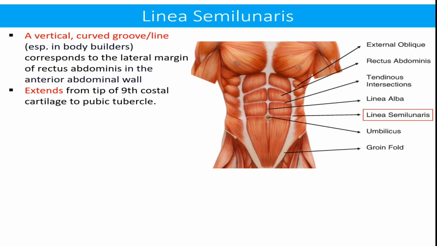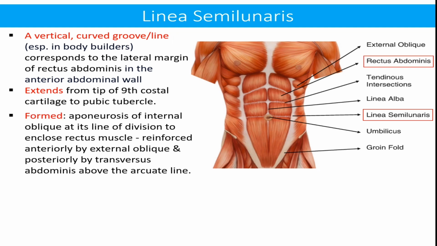Linea semilunaris is a vertical curved groove or line which is especially seen in bodybuilders. It corresponds to the lateral margin of the rectus abdominis in the anterior abdominal wall. It extends from the tip of the ninth costal cartilage to the pubic tubercle. It is formed by the aponeurosis of the internal oblique at its line of division to enclose the rectus muscle. It is reinforced anteriorly by the external oblique and posteriorly by the transversus abdominis above the arcuate line.